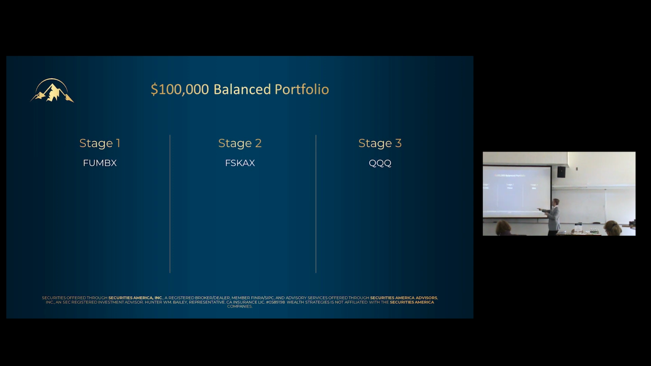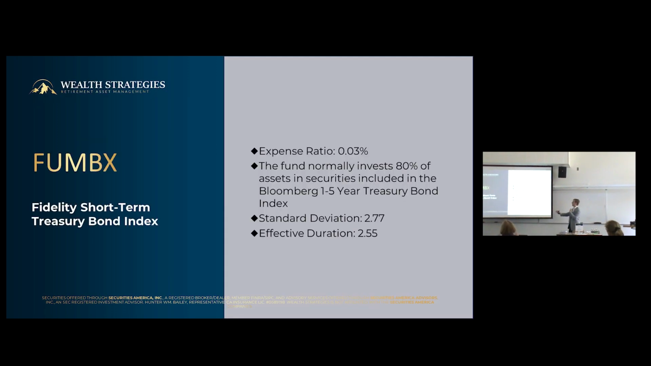So starting first, we have our different stages broken up, and I've got a couple different example funds in here. For our beginning stage, we have ticker FUMBX, which is a short-term treasury bond index. It's really cheap. It's a 0.03% expense ratio, so you're not paying very much. This is almost as cheap as the total market funds we were looking at earlier. And generally, the fund invests about 80% in securities included in the Bloomberg 1 to 5 year treasury bond index. Basically, that just means they're looking at treasury bonds that mature between 1 to 5 years. That's where they're parking their money.